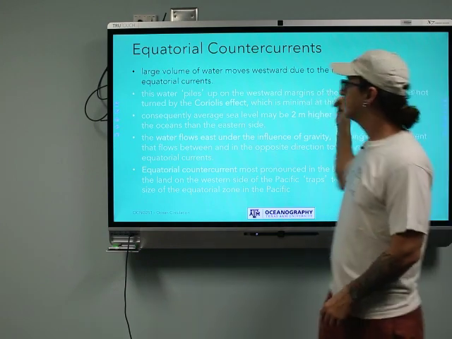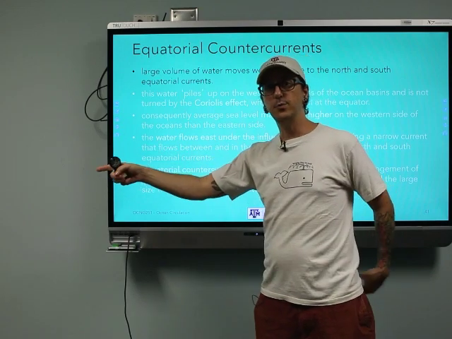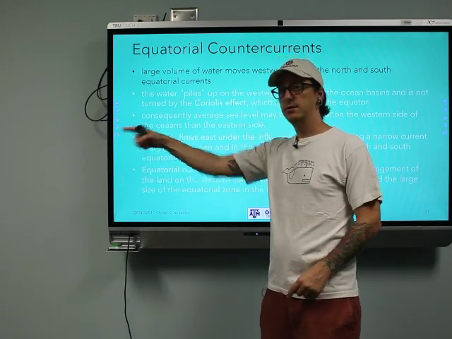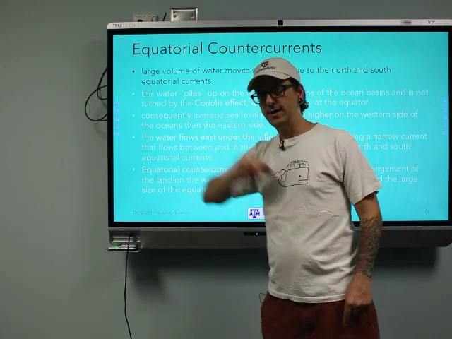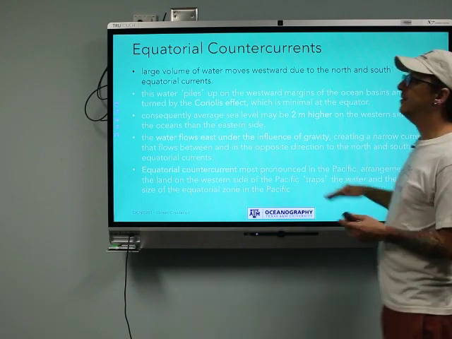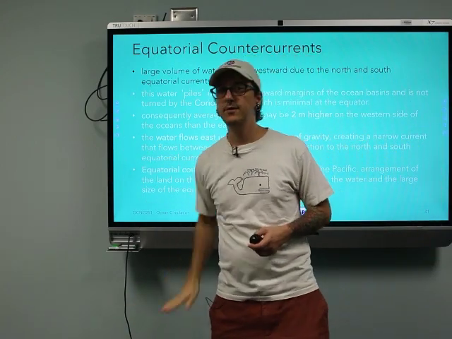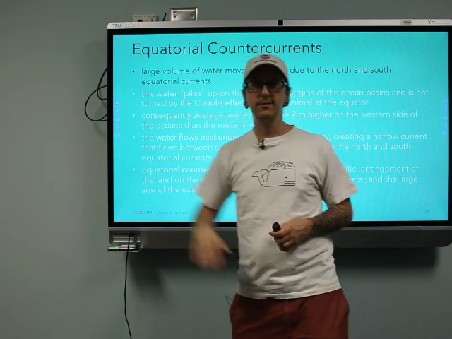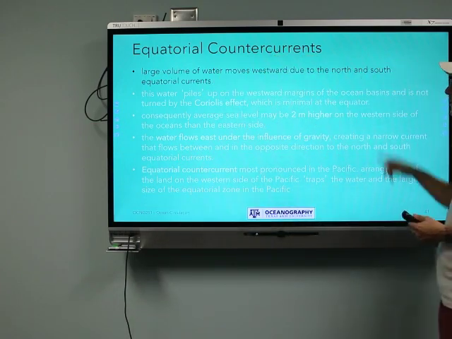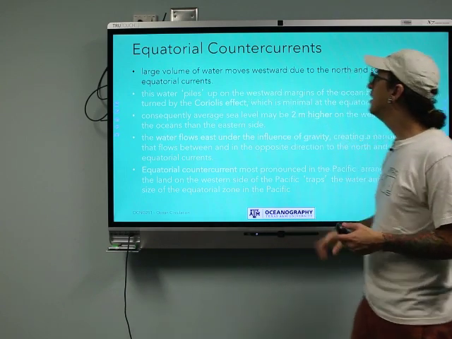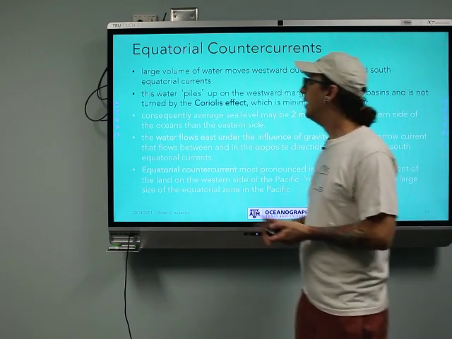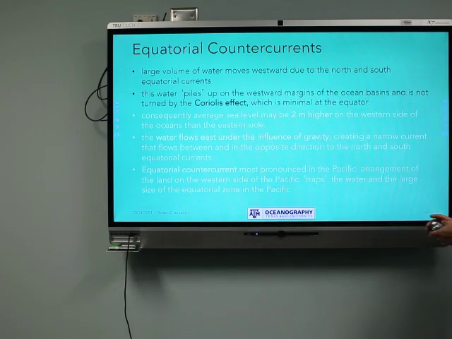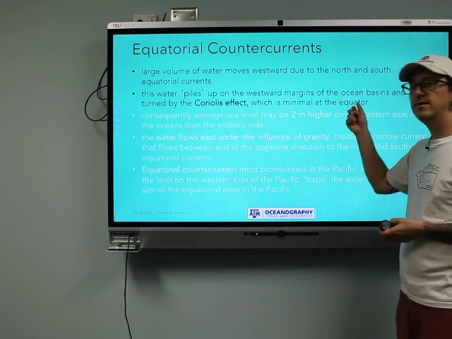So we know that these are trade winds. Trade winds are pushing water to the west. In the northern hemisphere, this will eventually curl up to the north, but they push water to the west along the equator, just north and south of the equator. So a large volume of water moves westward due to the north and south equatorial currents. This water piles up on the western margin of ocean basins and is not turned by the Coriolis effect because that's very small at the equator.